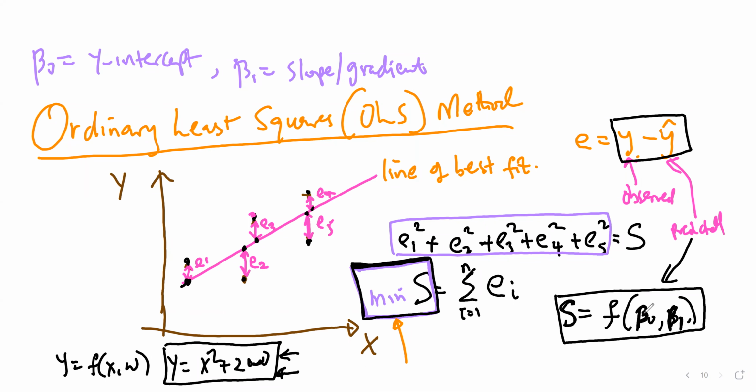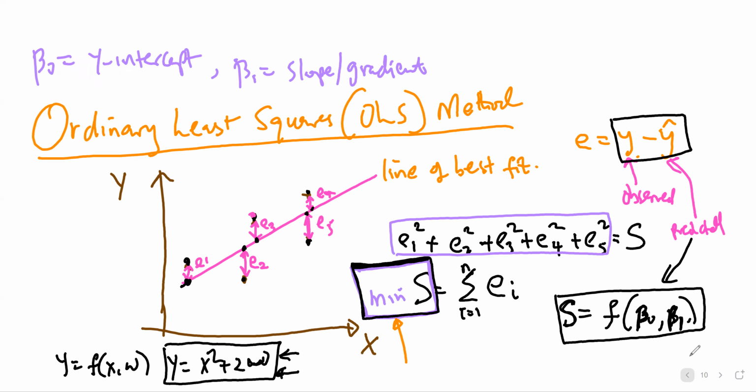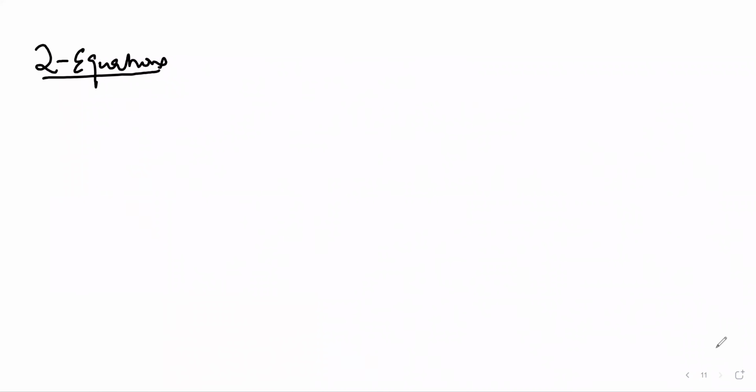Once you do that, you will end up with two equations. So the process of minimizing this function S leads into two equations, which we call the normal equations. And the normal equations are just linear equations, which we can solve very quickly using very simple mathematical techniques to find the values of beta naught and beta 1.